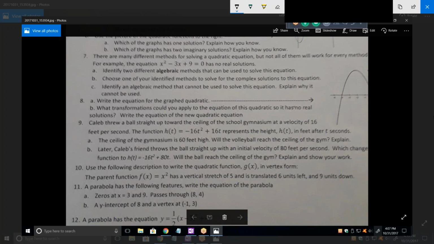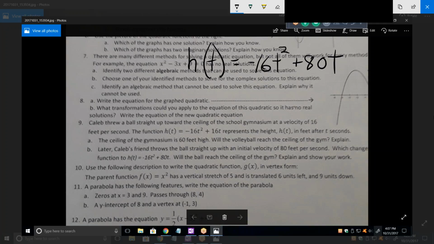Later, his friend throws the ball straight up, only with a higher initial velocity. Notice Caleb's initial velocity was only 16 feet per second. His friend throws it at 80 feet per second. So his friend's equation is minus 16t squared plus 80t. Notice that the coefficient of the t term is that initial velocity. In other words, whatever velocity you throw it up with makes the coefficient of that t term higher.